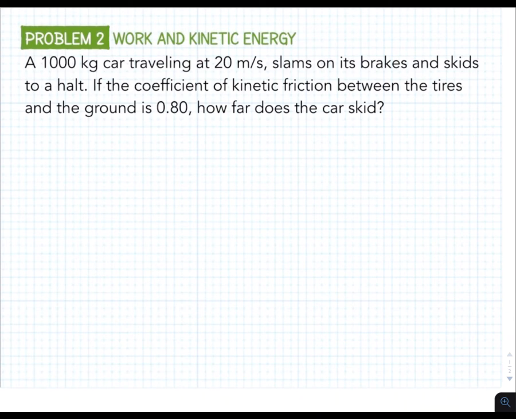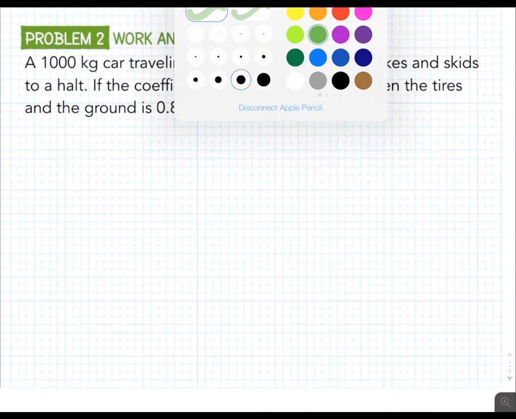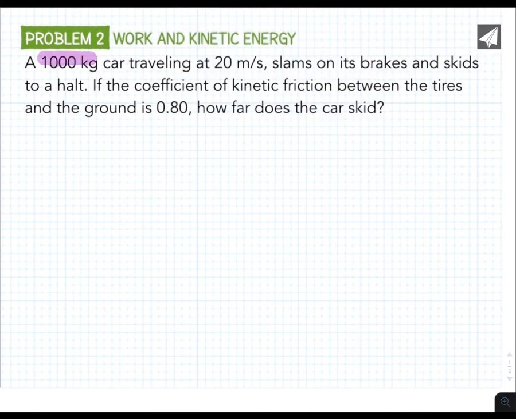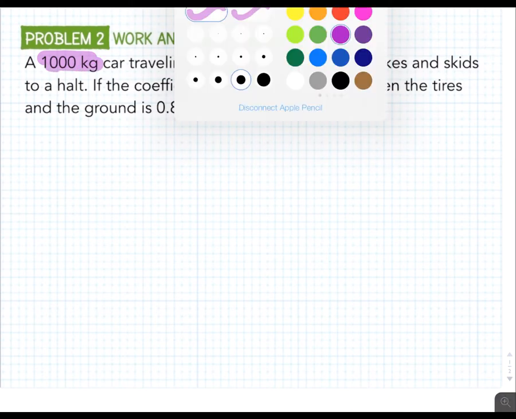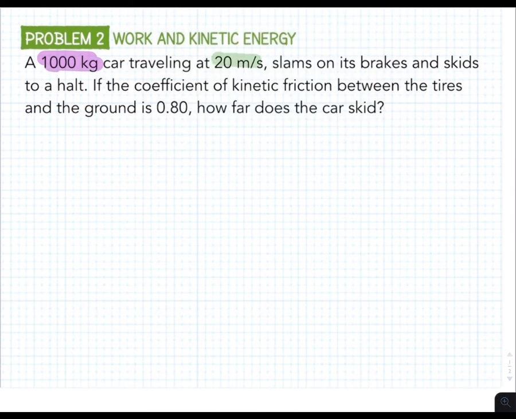Okay, problem 2. We have a car that's traveling 20 meters per second. It slams on its brakes and skids to a halt. If the coefficient between the tires and the ground is 0.8, how far does the car skid? When we read through the problem, we want to look for key words. We'll call this a 1,000 kilogram car, with a speed of 20 meters per second, and it skids to a halt.